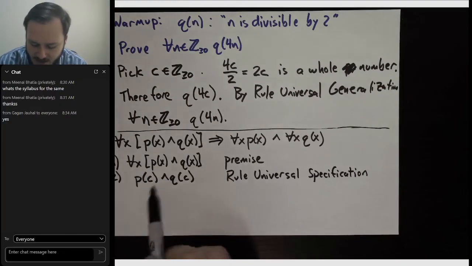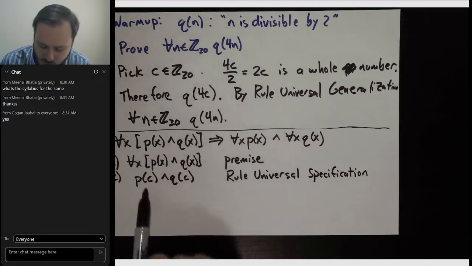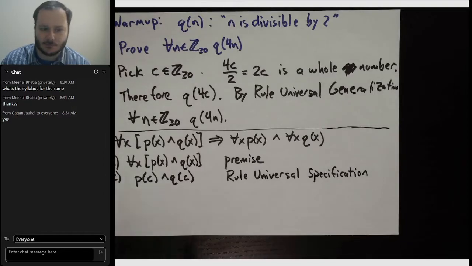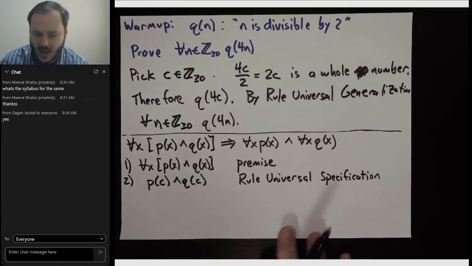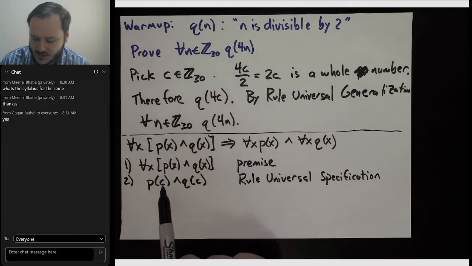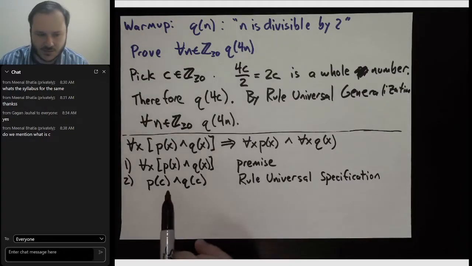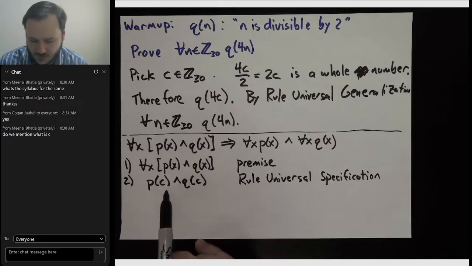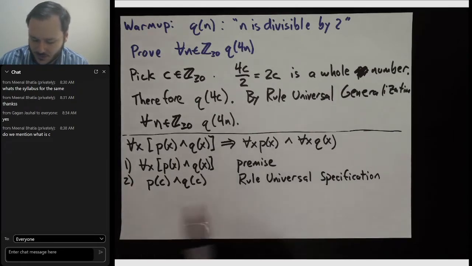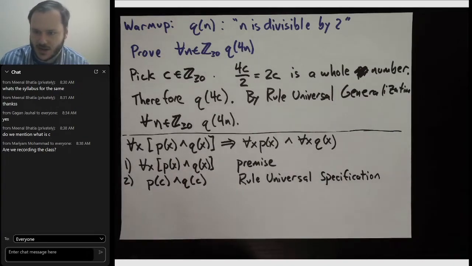I've specified this was true for all x, which means it's true for c. C is just a particular x that I've chosen. And since it was true for all of them, it's also true for c. Do we mention what is c? We don't have to here. C is just a particular value that we've chosen. All we need to write is what I'm writing now.